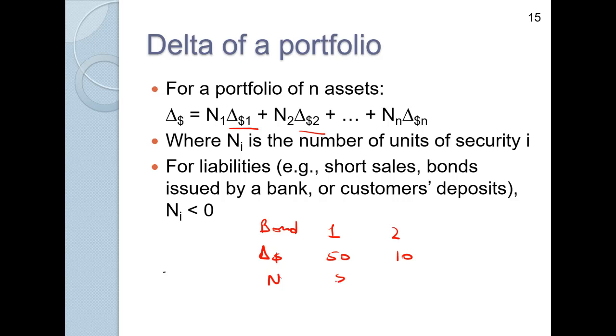Let's say you have 5 of these and you have minus 3 of the second bond, then the delta dollar of the portfolio is going to be 5 times 50, 250, and then here 3 times 10, minus 30. So the delta dollar of your portfolio is going to be 220.